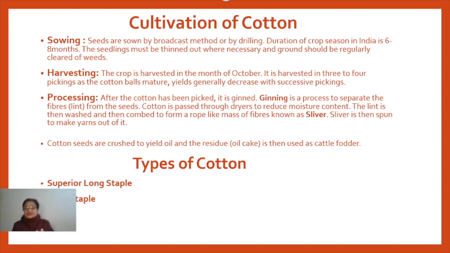And once the separation of the fibers and the seeds has been done, the cotton is passed through dryers to reduce the moisture content so that it can last for long. And the lint is then washed and then combed to form a rope-like mass of fiber, known as sliver. Not silver, it is sliver. And sliver is then spun to make yarns out of it.